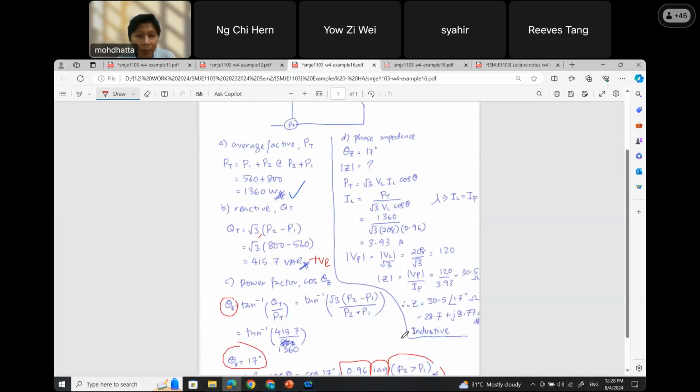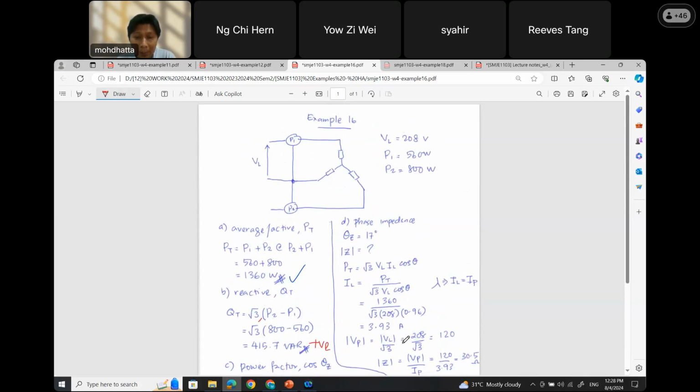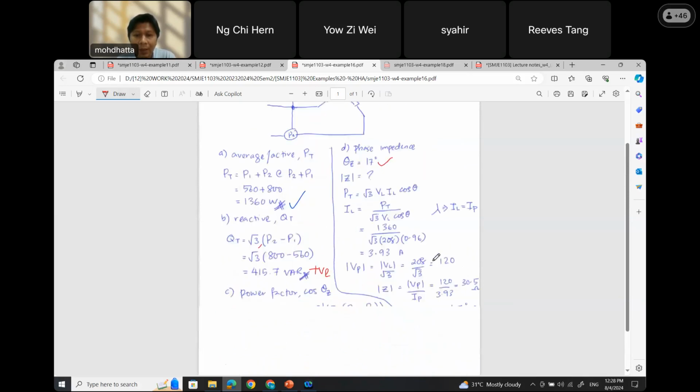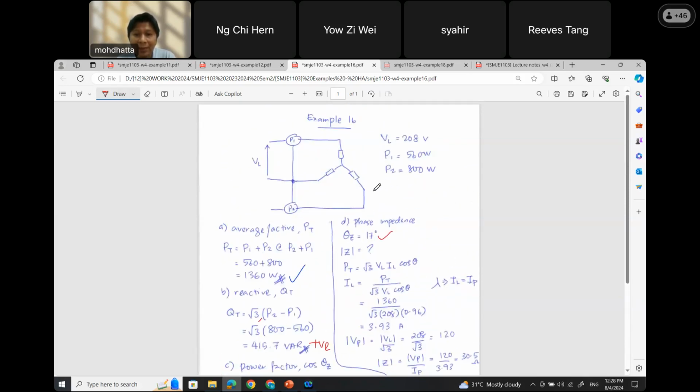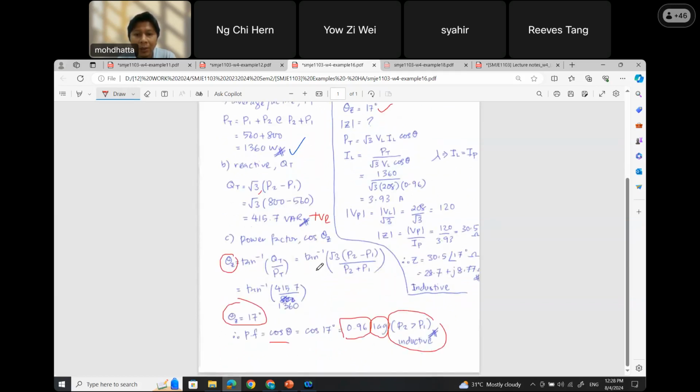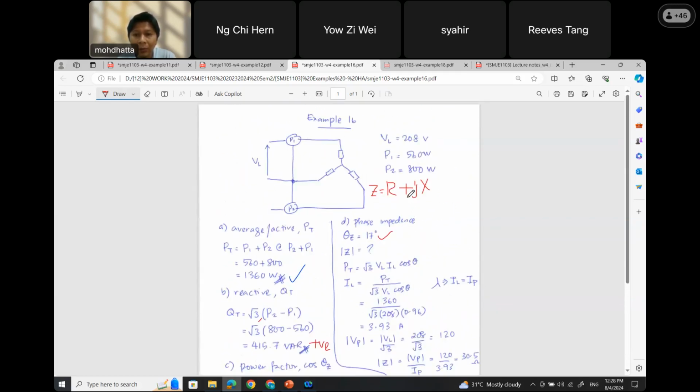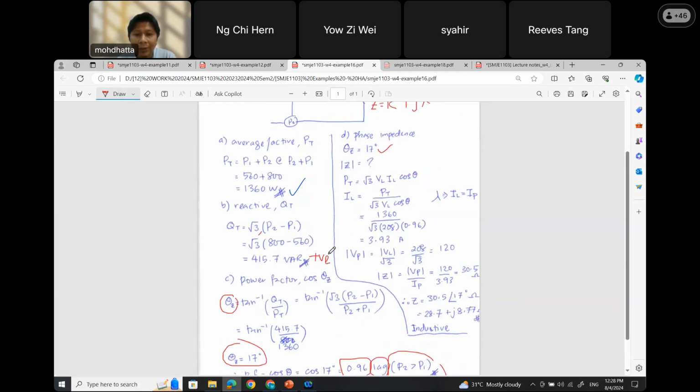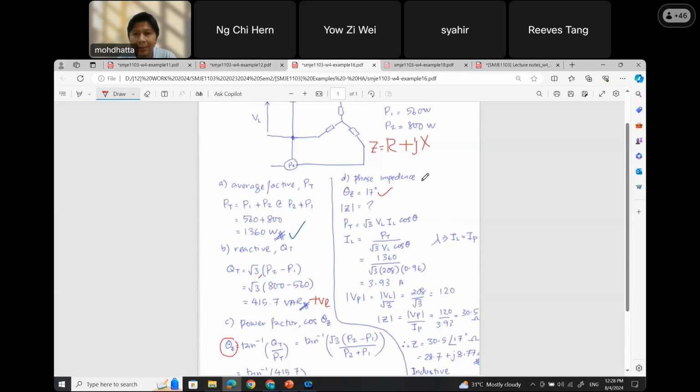All right, that's for the power factor. And for the phase impedance, you know that earlier we calculated our theta Z. For phase impedance, normally we will have Z equals R plus jX, right? This, of course, will be plus. It's not going to be minus because this is positive vars. So it is always going to be plus over here. If this is minus, it will be negative jX. So this is the rectangular form of our impedance.